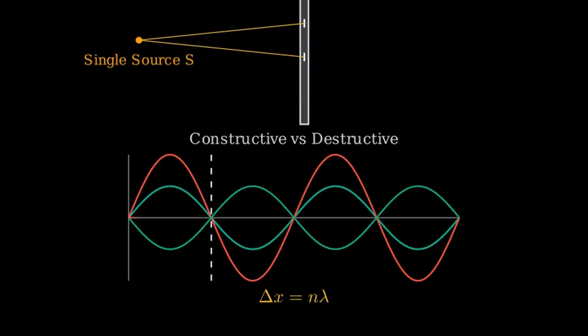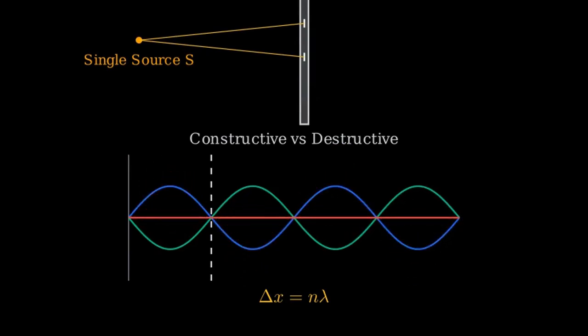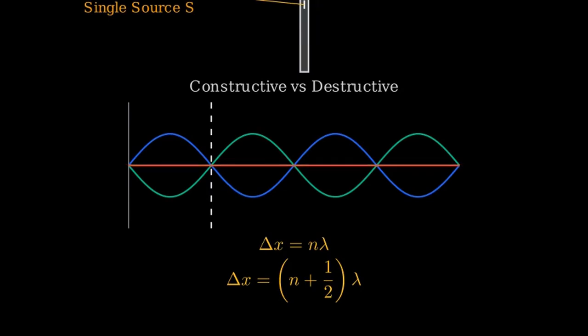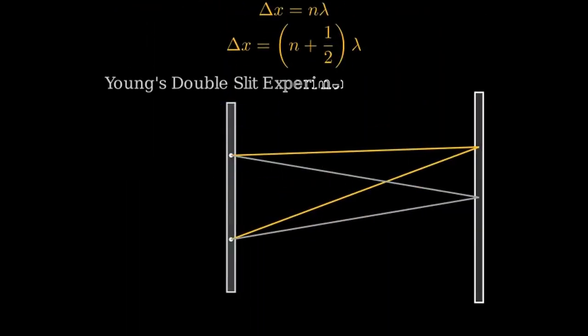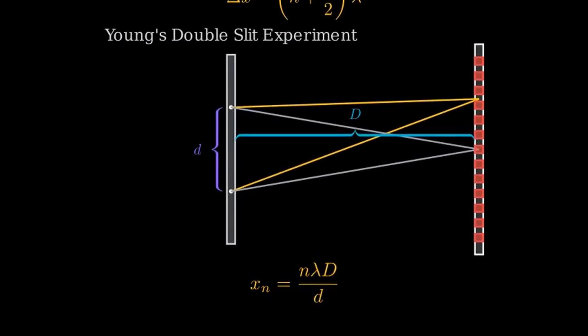Young's double slit experiment is the classic setup. Two narrow slits act as coherent sources separated by distance d, and a screen is at a distance D. Bright and dark fringes appear on the screen due to interference. The position of the nth bright fringe from the center is xn equals n lambda D by d. The nth dark fringe is at xn equals (n minus 1/2) times lambda D by d.